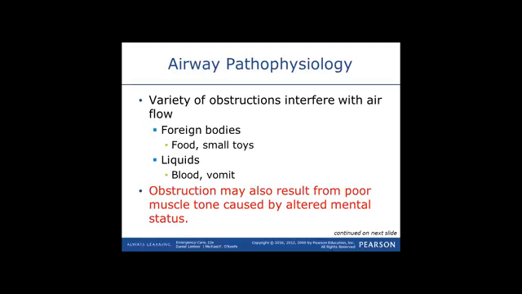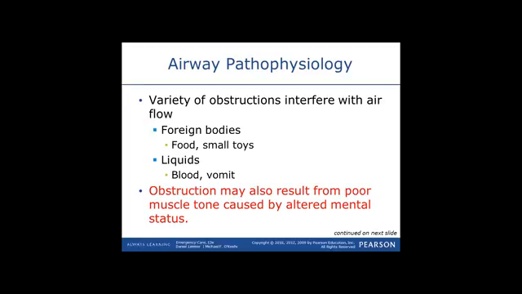Okay, so here's the pathophysiology of the airway. Obviously, there's a ton of different stuff that can interfere with the airway. What is the most common airway obstruction? Your tongue. Okay? Don't forget that. You will see that over and over again throughout this class. Most common airway obstruction is your tongue.